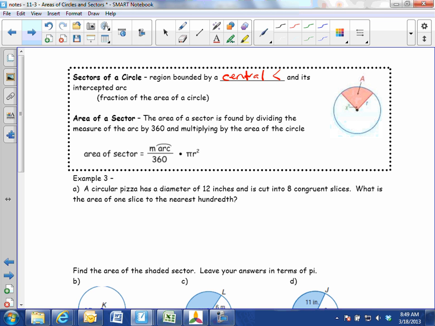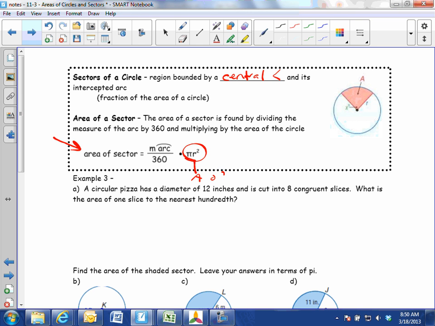In other words, it's a fraction of the area of a circle. Remember how we talked about finding the length of an arc as a fraction of the circumference? Well, a sector of a circle is a fraction of its area. So the formula looks really similar. The length of an arc was the measure of the arc over 360 times the circumference. In this case, instead of taking it times the circumference, we're taking it times the area of the circle.